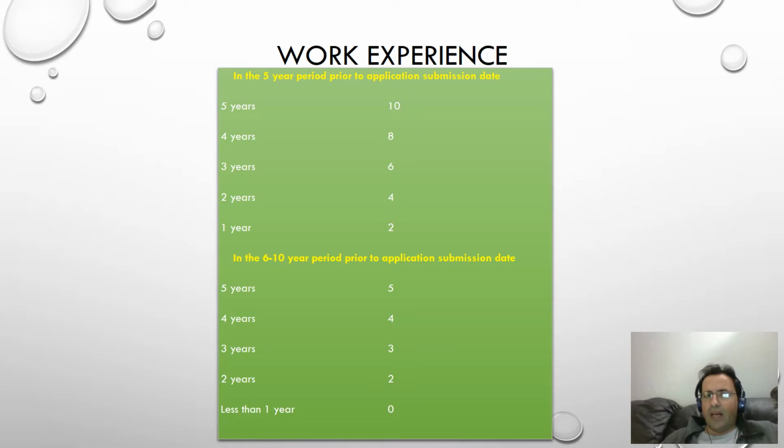So the maximum you can get is 10 points for the 5 years. After the 5 years, if you have 7 years, for the first 5 years you will get 10 points, and for the next 2 years you will get 2 points, for 3 years you will get 3 points. So after 5 years, for every additional year you will get 1 point. Like over here, if you have work experience of 10 years, you will get 10 points from here, and you will get 10 points from here, which I encircled.